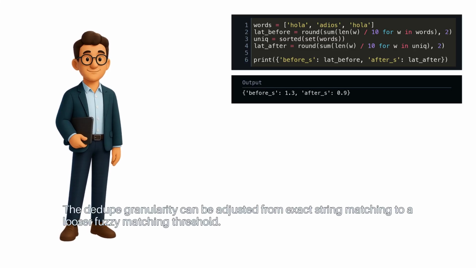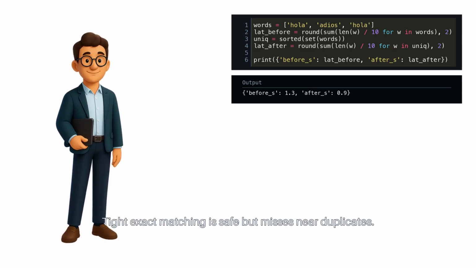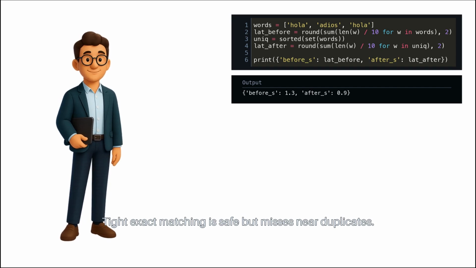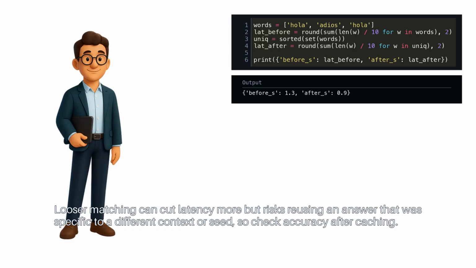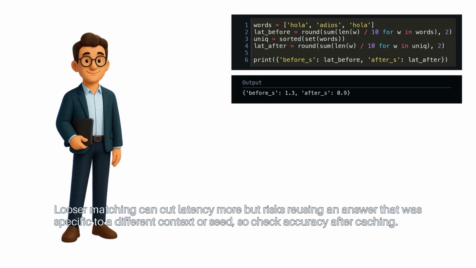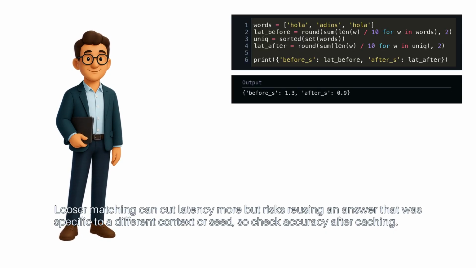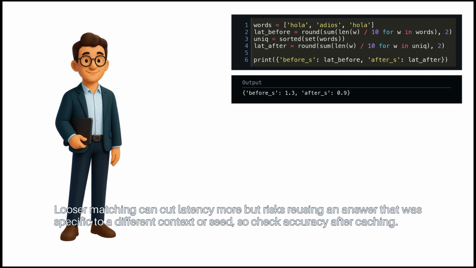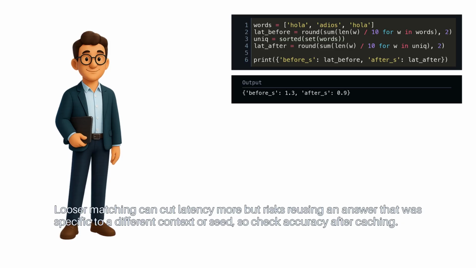The dedupe granularity can be adjusted from exact string matching to a looser fuzzy matching threshold. Tight exact matching is safe, but misses near duplicates. Looser matching can cut latency more, but risks reusing an answer that was specific to a different context or seed. So check accuracy after caching.